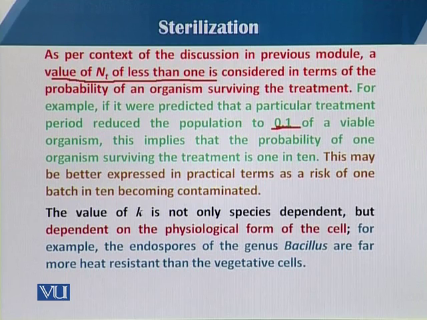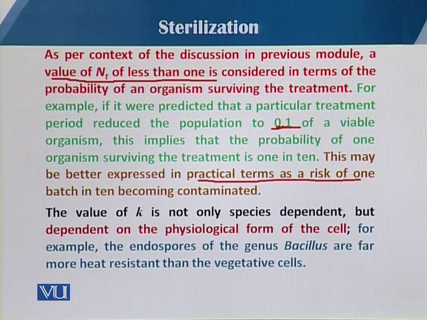So 1/10 is the probability. This may be better expressed in practical terms as a risk of one batch in 10 becoming contaminated. So if we run 10 different batches, then we can say there is one possibility of contamination. So, for a given number of batches, this gives the possibility of contamination being carried out.